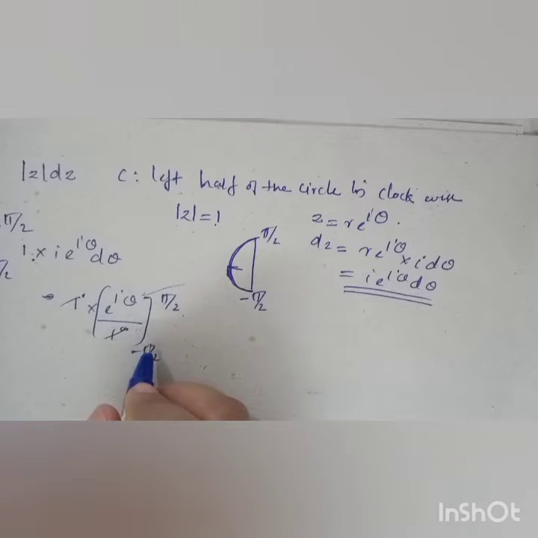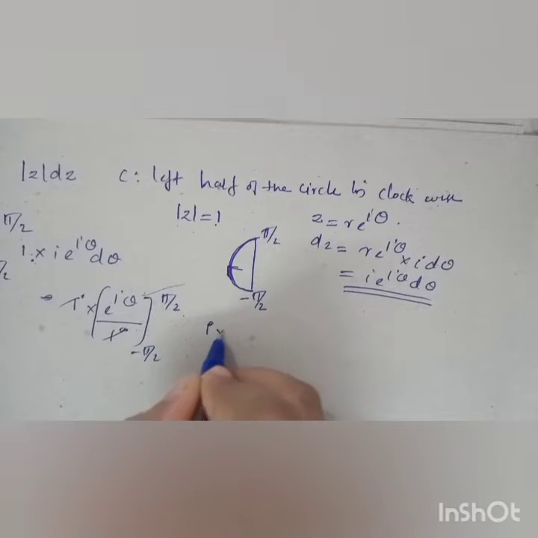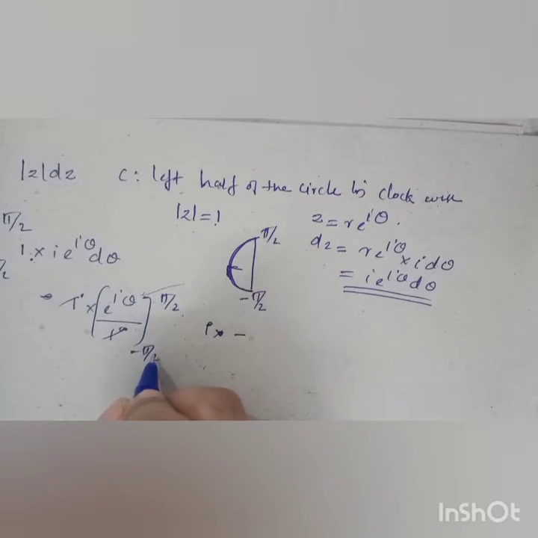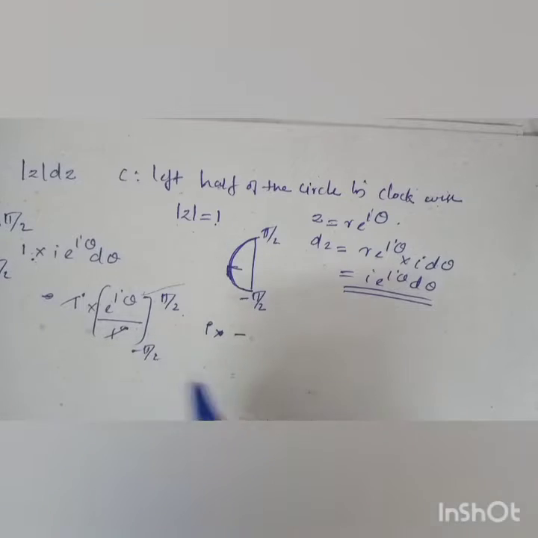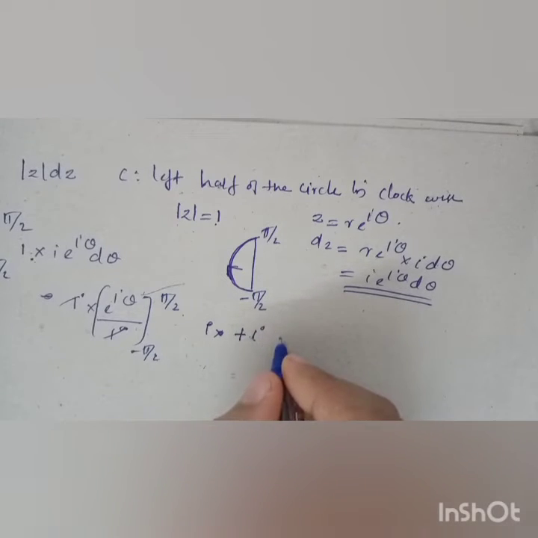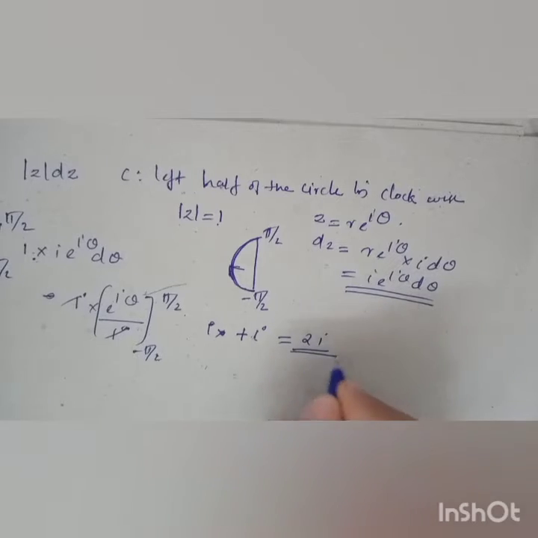So e raised to i pi by 2, that is cos pi by 2 plus i sin pi by 2. i sin pi by 2 is 1. So minus this, when we substitute the lower limit, that is cos pi by 2 minus i sin pi by 2, that is minus 1. So this is i. So 2i is the answer.